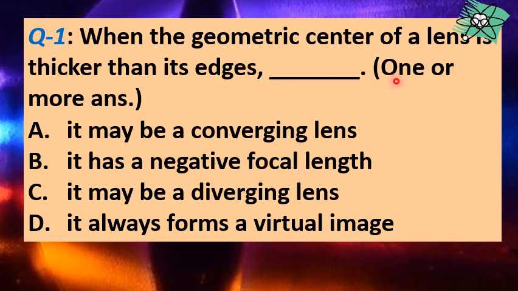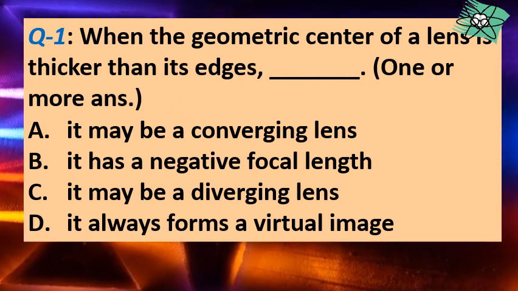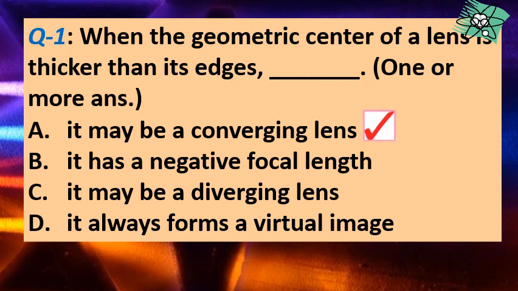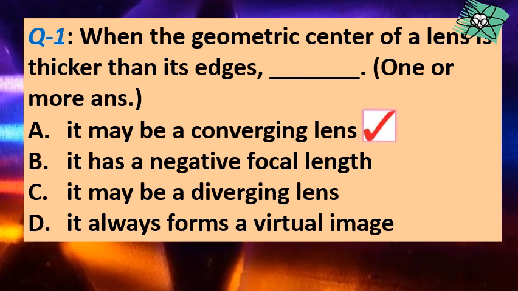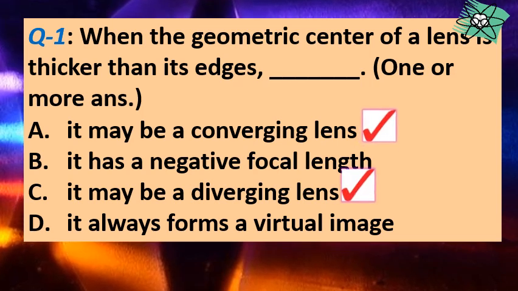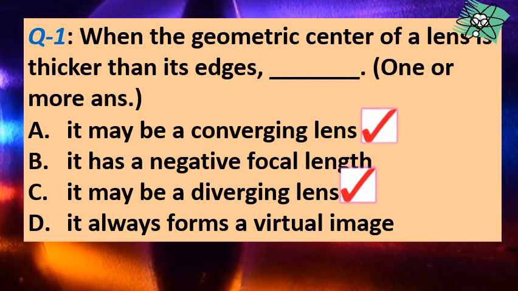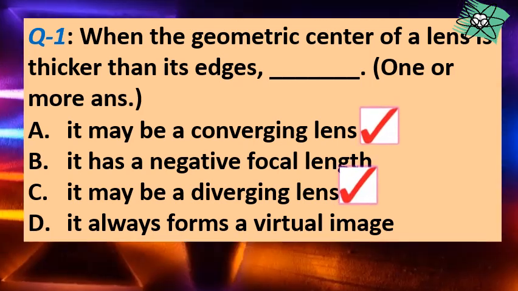Okay, so there is one or more answers. And the correct answers are option letter A, it may be a converging lens, and option letter C, it may be a diverging lens. We have the explanation in just a short while.